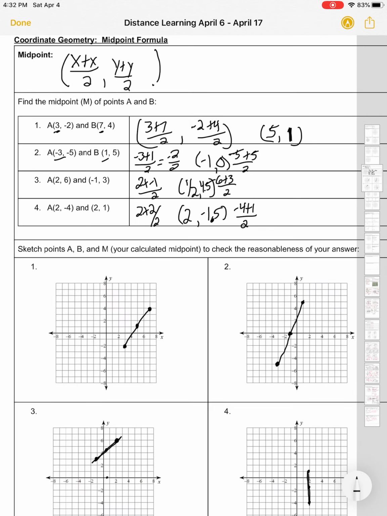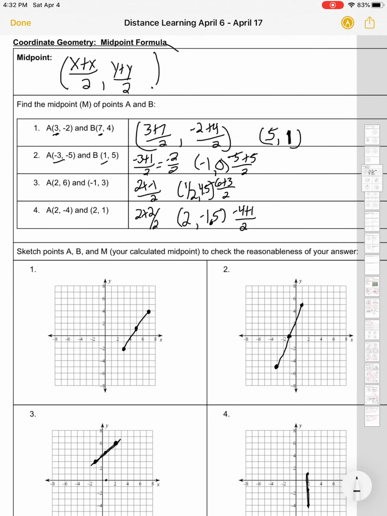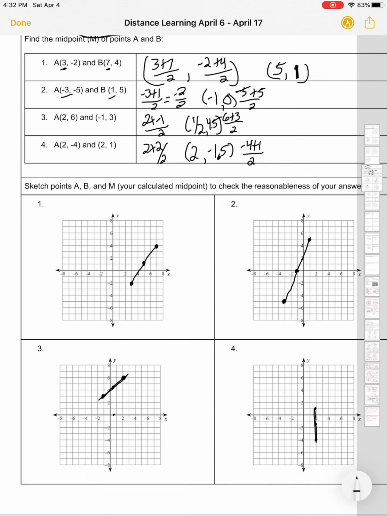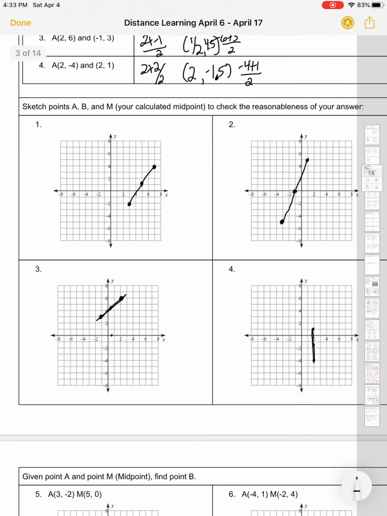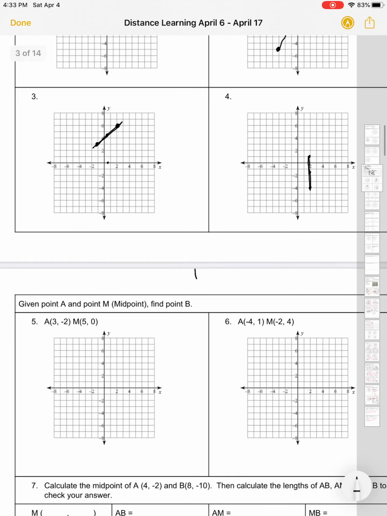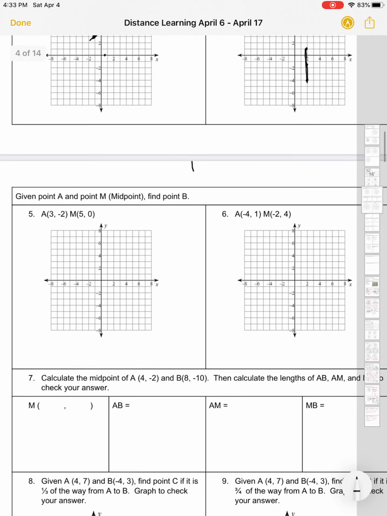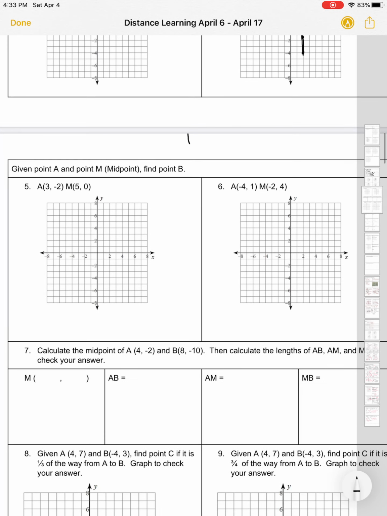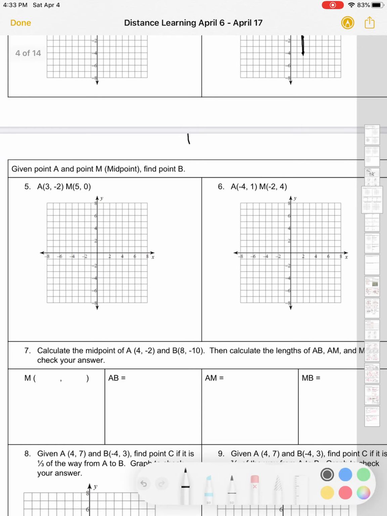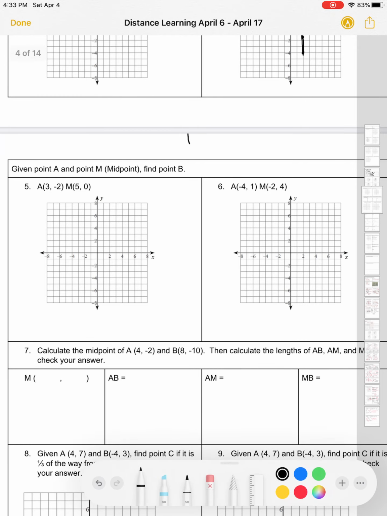So you're looking at the midpoint formula here, and that's how you're going to do any ones where you're looking for the midpoint. Now, these 5 and 6, they give you the midpoint. So I'll show you a quick way to do this if they give you a graph.